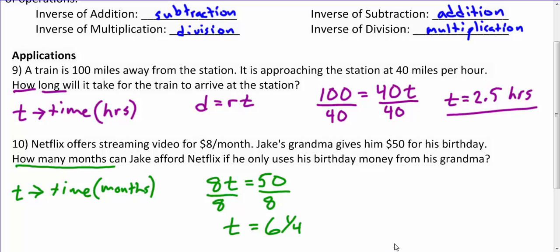Now you have to think about the reality of this situation though. Netflix is not likely to offer quarter month subscription rates, so we're going to use a little common sense and say that he could subscribe for 6 months. Starting in month 7, he'll have to find another source of income or perhaps start streaming his videos illegally across the web, leading to a life of crime and punishment.